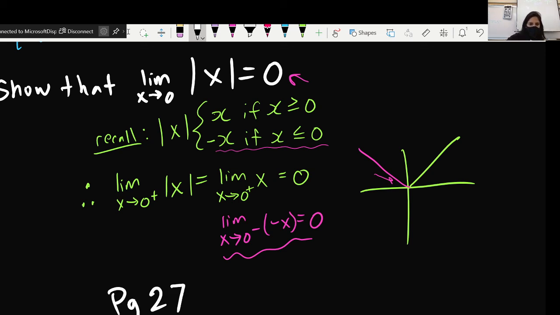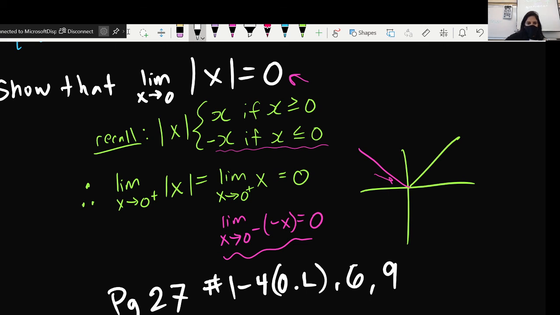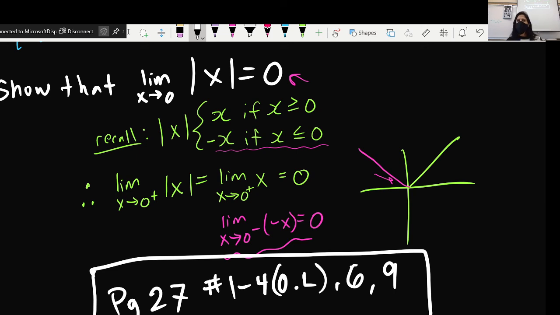Your work is page 27, numbers 1 to 4 odd letters, and numbers 6 and 9. I'm giving you all of it at once, but I'll say this. When you get to a question that asks you about a one-sided limit, we haven't done that yet. I'm going to show you in a few moments. I'll give you some time to work on these questions, and then I'll go through the one-sided limits with you. So skip any questions that have anything to do with one-sided limits, and we'll come back.